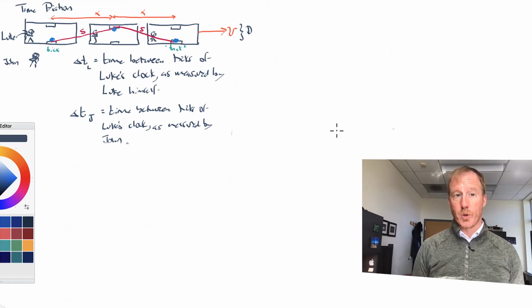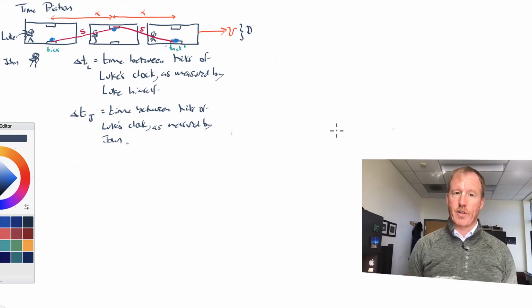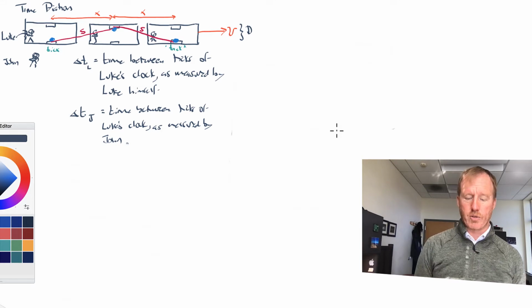Welcome back to my discussion of Einstein's theory of relativity, where we've been talking about time dilation. You might remember in our last lecture, we were talking about a spaceship on which a man named Luke is riding, and John, an astronaut who is watching the spaceship rush by at a speed v.